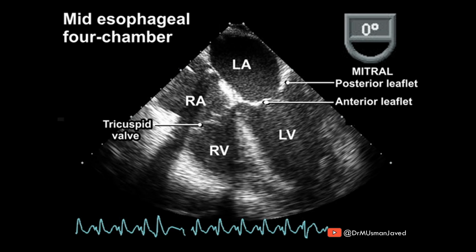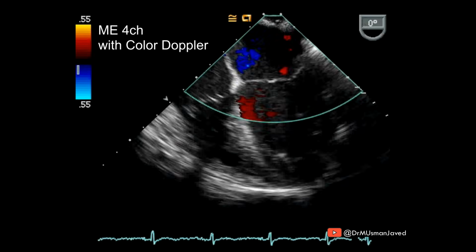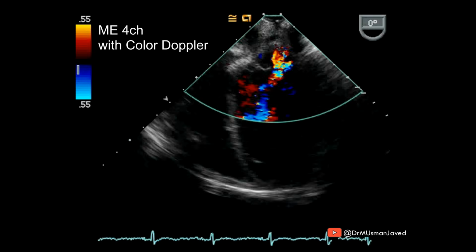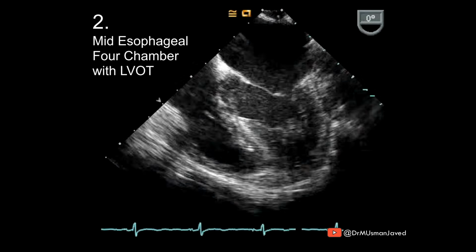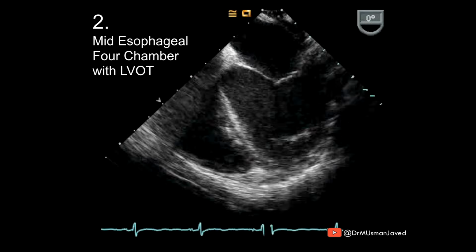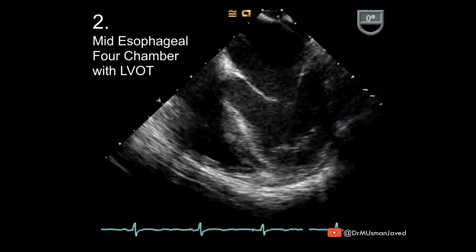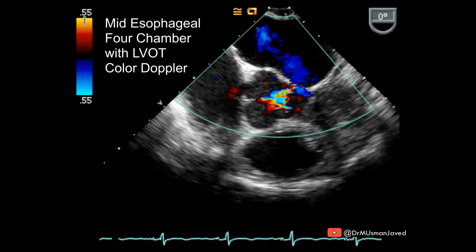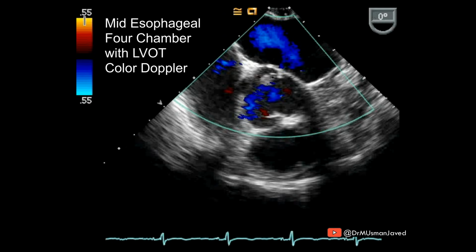These are the structures visible in this view. We can appreciate left atrium, left ventricle and right ventricle. Now apply color Doppler and take necessary measurements if anything abnormal is found. By withdrawing probe a little we can get left outflow tract into view to make it a 4-chamber view with left outflow tract. In other words, it's a 5-chamber view. Apply color Doppler on outflow tract and take necessary measurements.